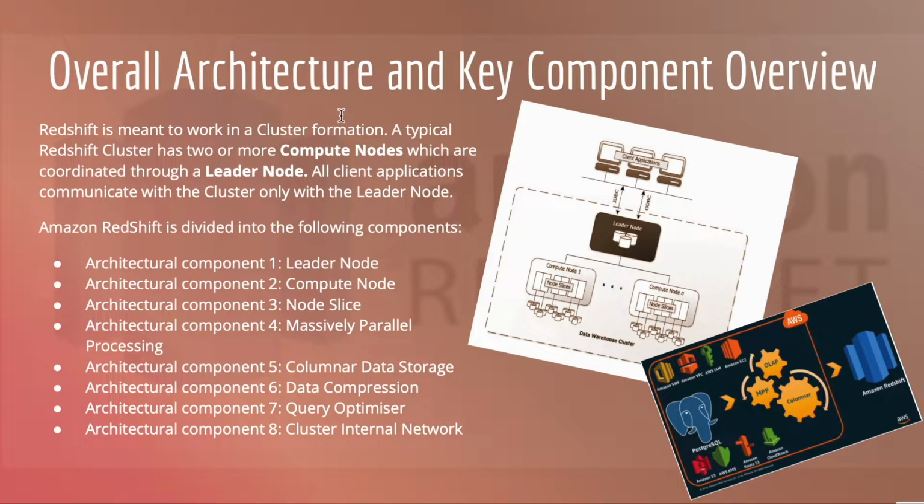Next, we will look at the architecture of Amazon Redshift. So Amazon Redshift works in a cluster, and we can see the cluster in this dotted line in this image. The cluster is comprised of the leader node and the compute node. It also interacts with client applications.